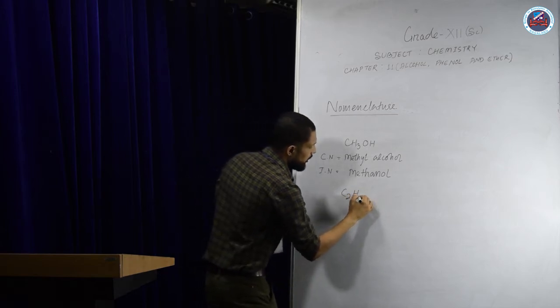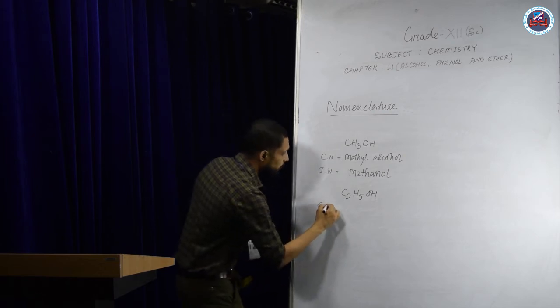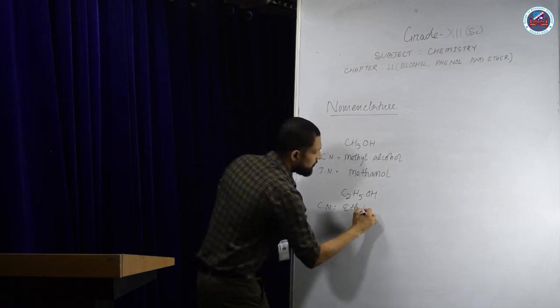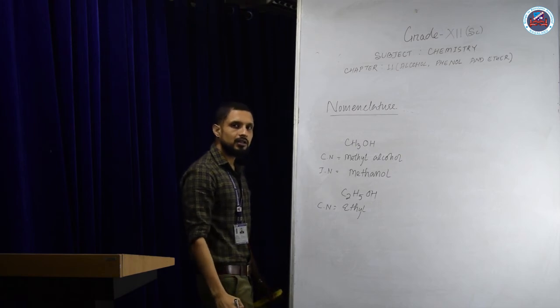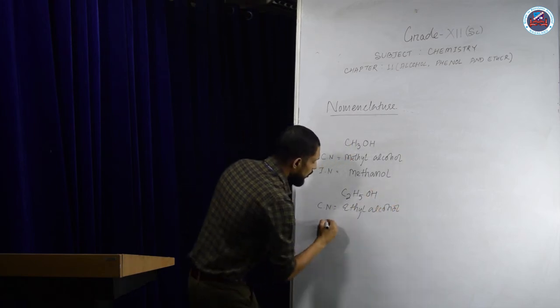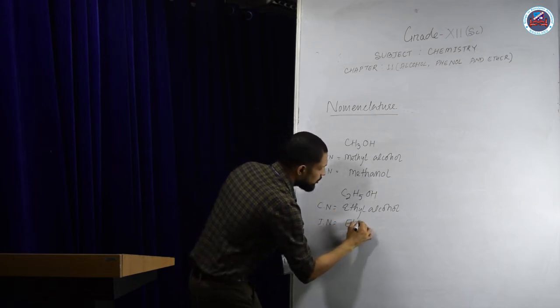Next, C2H5OH. Common name for this compound is ethyl. Since you have two carbon, the alkyl name is ethyl. So it's ethyl alcohol. Whereas the IUPAC name is ethanol.